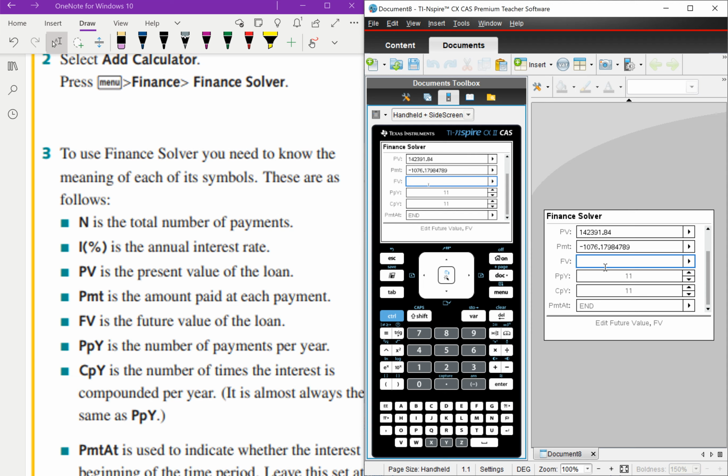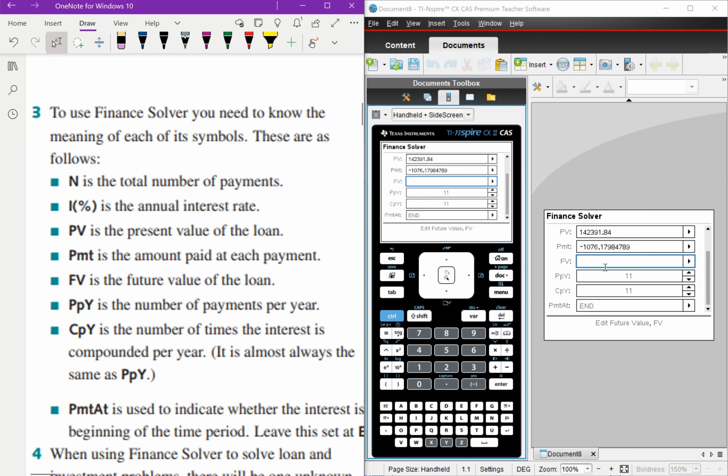So FV is the future value of the loan. If you borrowed $10,000, after 5 years, where does it stand? That's what FV stands for. And then PPY and CPY sounds funny, but this is your number of payments per year. Very similar to N, but N can go beyond 1 year. It can go up to 24 months, 24 payments. PPY is the number of times you pay in exactly 1 year.